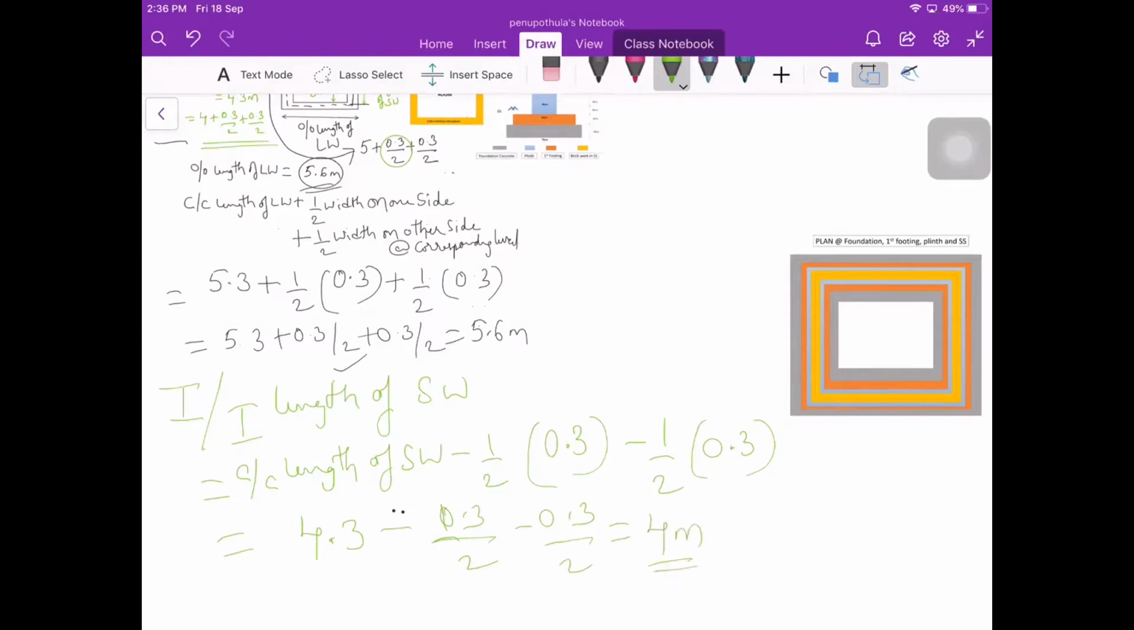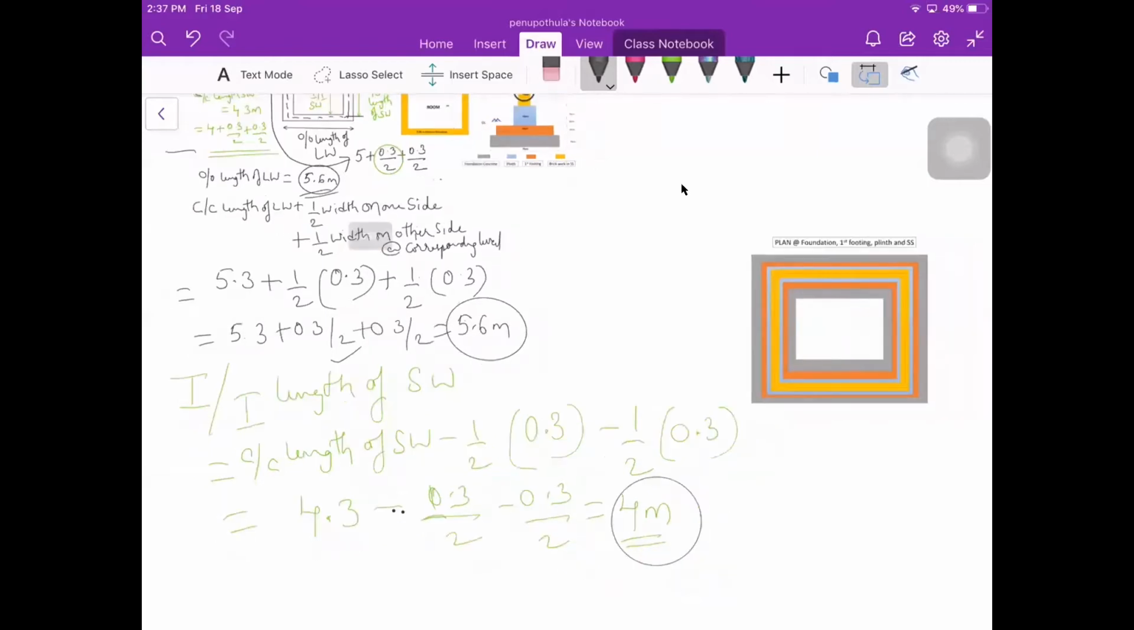So what are the things you can unmute yourself? Okay. So these are the things which we have obtained here. We have got 4 meters as the in-to-in length. We have got the center to center line length, and the out-to-out length of the long wall as 5.6 meters, and then the center to center line length here.